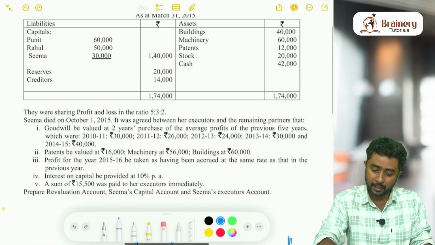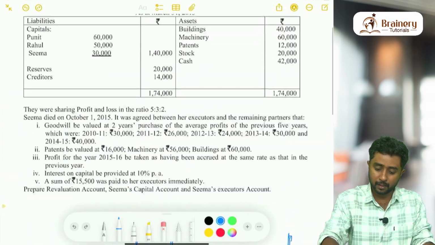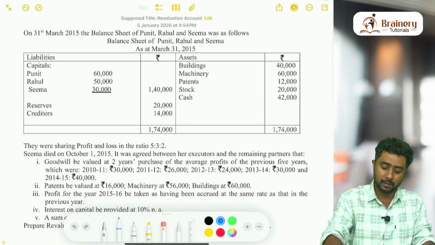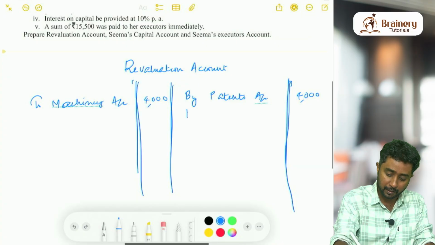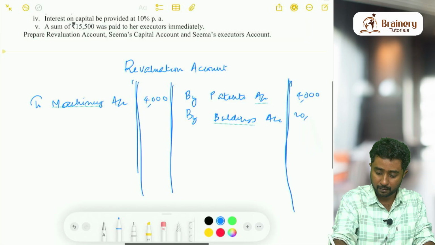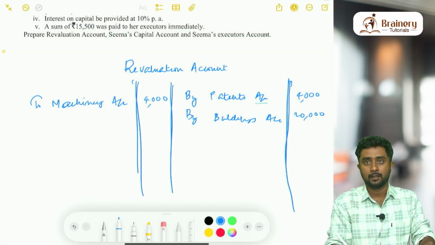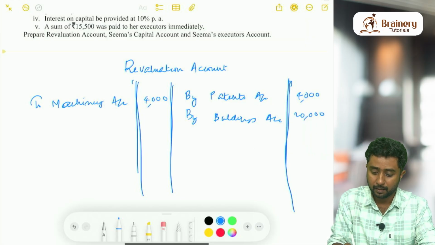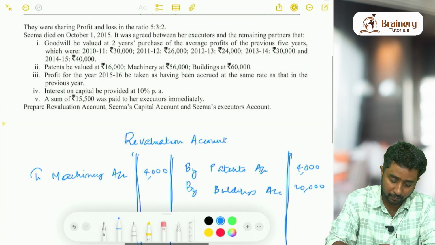Next is buildings at 60,000. The current value of building in the balance sheet is 40,000. So we have to increase building by 20,000. So we are recording buildings account 20,000 here. These are the things that we are recording here. After this, we will check for any other amounts.